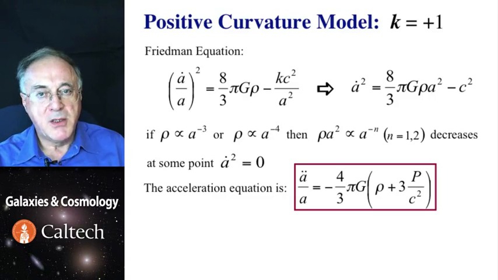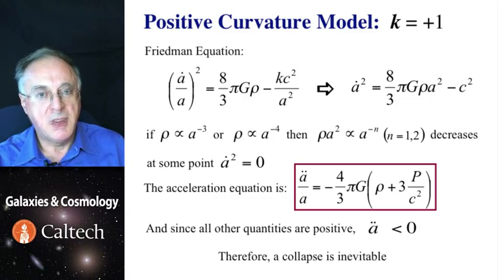The right-hand side must be always negative because both density and pressure are positive quantities. And therefore, the second derivative must be negative, which means that the scale factor has reached maximum. Then it can only collapse back. So in a model like this, recollapse back to the initial singularity, or reverse of the Big Bang, is inevitable.